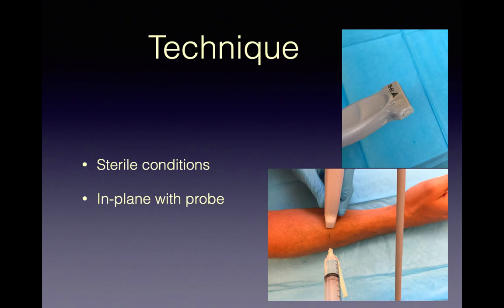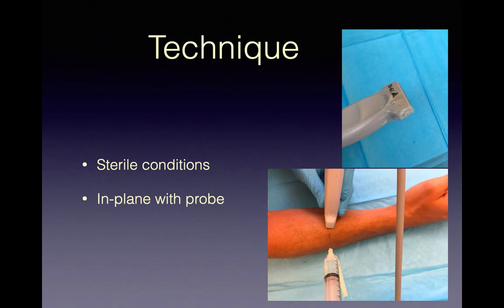Maintain as much sterility as possible, even though the needle will not come in contact with the probe. As mentioned in the previous slide, it is best to pre-scan the entire forearm and note where you're going to perform the procedure. Then clean the desired site with chlorhexidine or betadine.